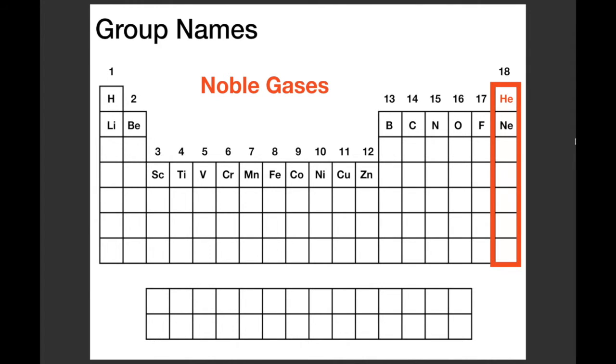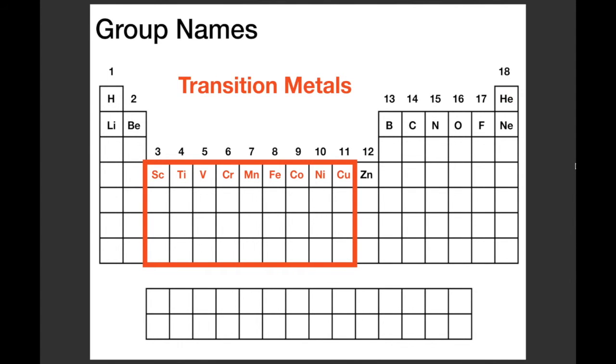Instead of defining each column in those large areas, we're just going to define the area as a whole. Groups 3 through 11 are referred to as the transition metals. So the scandium, titanium, vanadium, chromium, manganese, iron, cobalt, nickel, and copper groups all comprise the transition metals.